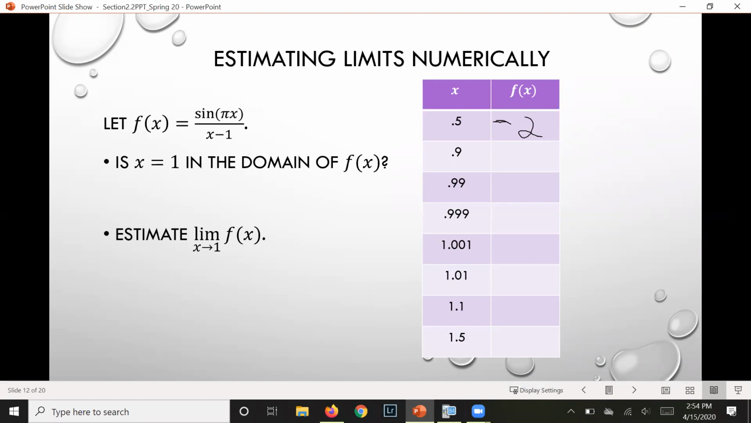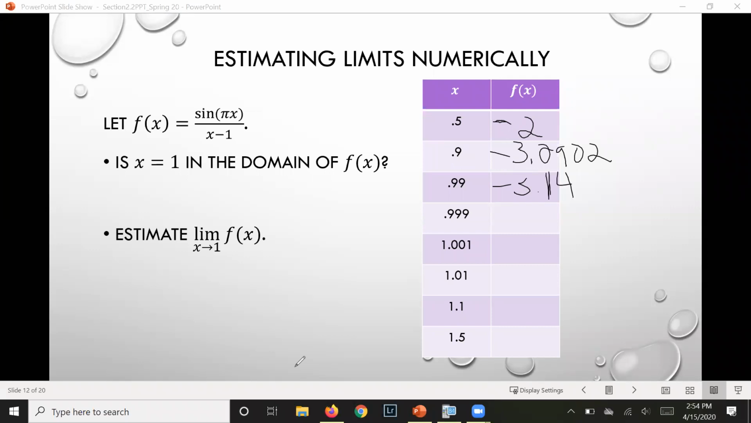When we input 0.9, we get negative 3.0902. We input 0.99, we get negative 3.14108. And when we input 0.999, we get negative 3.14159. Okay, so those are values approaching 1 from below. Let's also look at the values approaching from above.